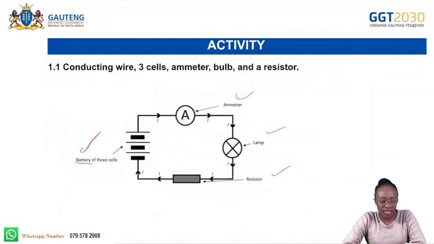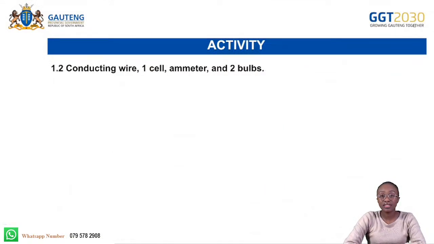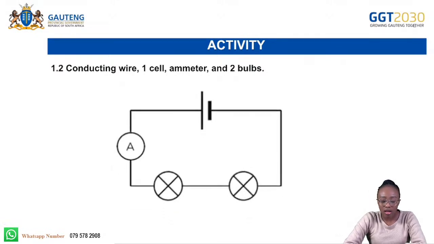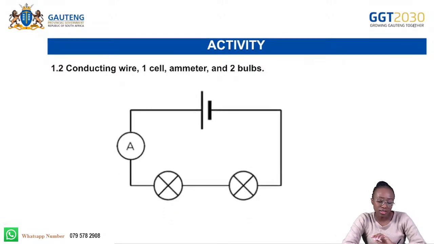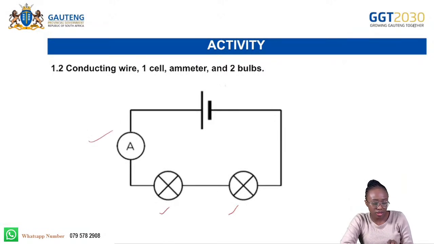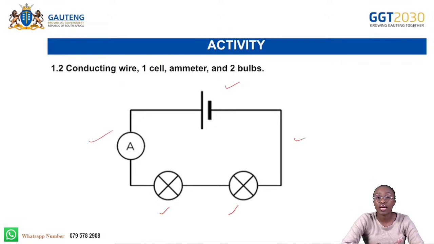Welcome back. Now let's draw the second diagram. So we needed to draw conducting wire, 1 cell, 1 ammeter, and 2 bulbs in a series. So we've got bulb 1, bulb 2, our ammeter, 1 cell, and conducting wires. Now take 2 minutes to copy down this diagram.